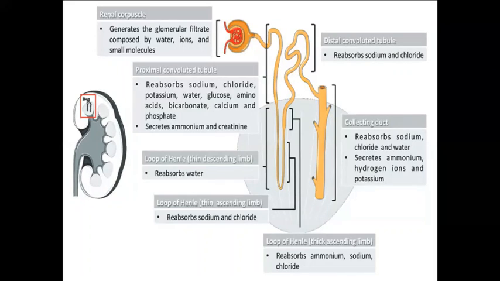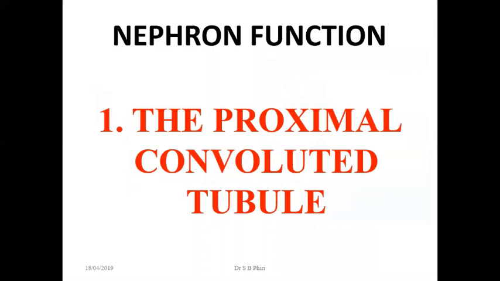So this is just a summary, but now we need to go into details, starting with the proximal convoluted tubule, because we've already discussed the glomerular filtration rate. What is happening within the glomerulus, we have already discussed in the previous lectures, but now we need to proceed by looking at the nephron function, starting with the proximal convoluted tubule. So going into details now, let's understand the function of the proximal convoluted tubule.